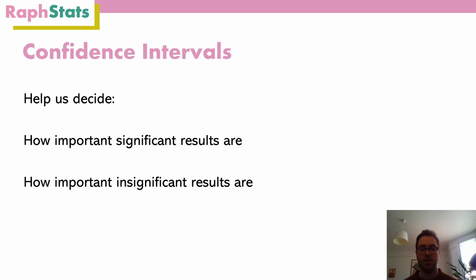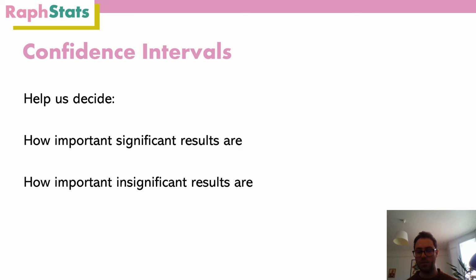So confidence intervals help us decide not just whether we have significant or insignificant results, and that's based, I guess, on whether it crosses the 0 threshold when you're looking at a difference. If it crosses 0, your p-value is going to be more than 0.05. And if it doesn't cross 0, that's the same as a p-value of less than 0.05.